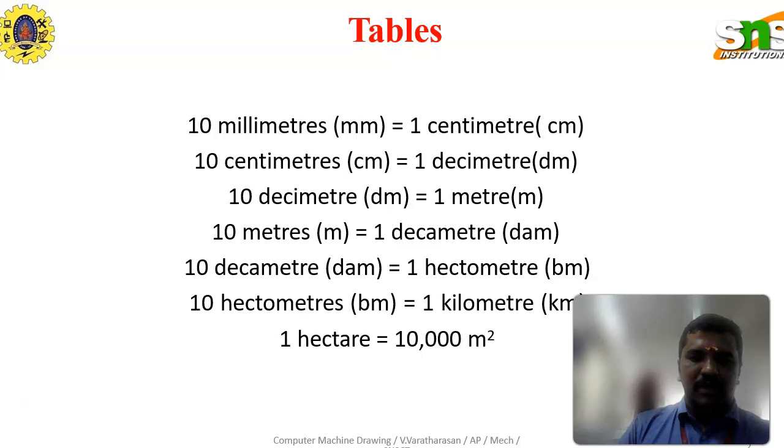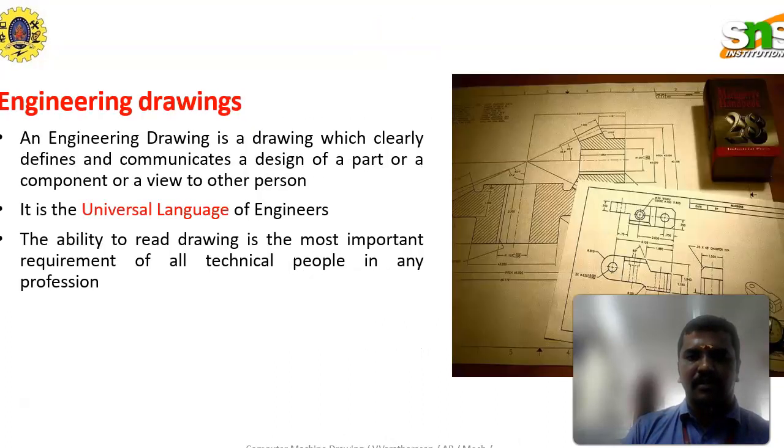In this video we continue from the previous video lecture. Before that, we just want to refresh our previous lecture series. In the first slide we saw how the conversion takes place between dimensions. Dimension plays an important role in the computer machine drawing subject: millimeter to centimeter, centimeter to decimeter, decimeter to meter. How the conversion takes place will be useful for the enlarging scale and the reduced scale also.